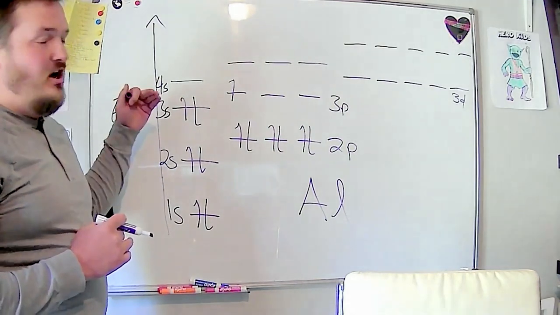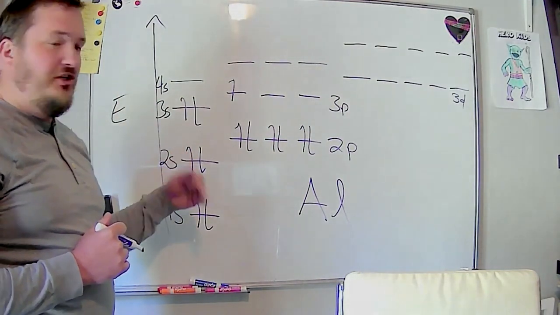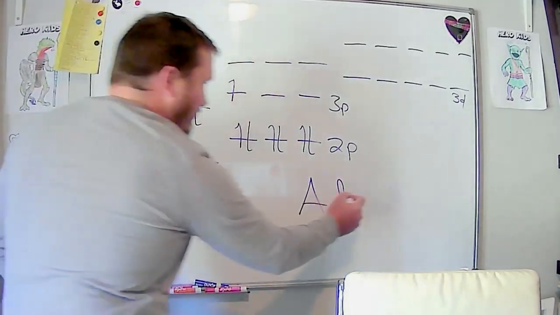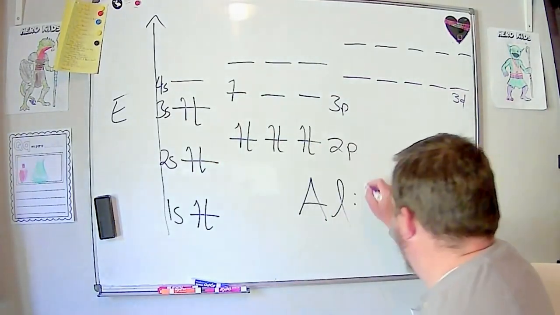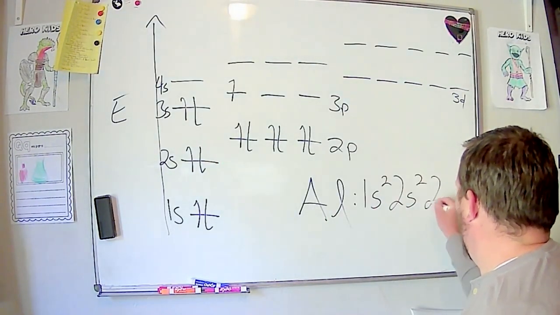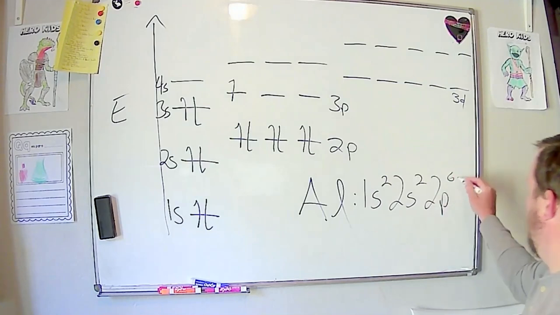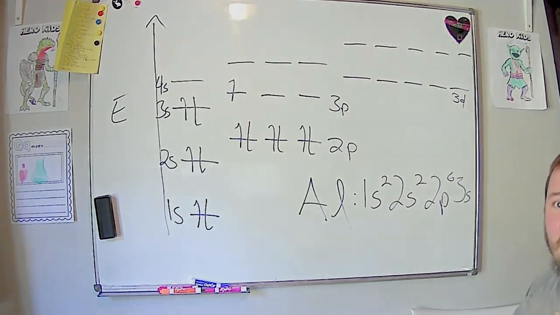This is what's called the atomic orbital diagram for aluminum. The electron configuration is just the shorthand of writing this out. It would be 1s2, 2s2, 2p6, 3s, I didn't give myself enough room. We'd continue that out until we get 3s2, 3p1.